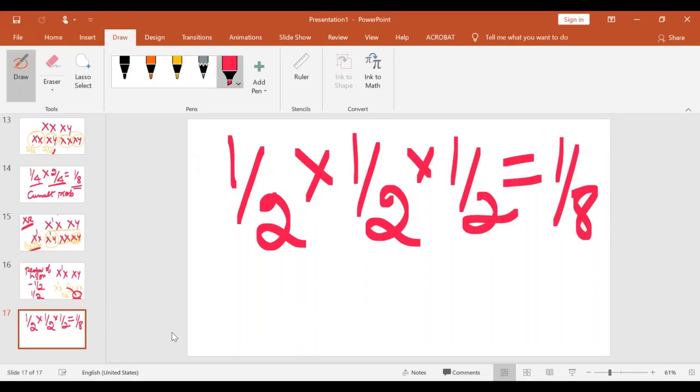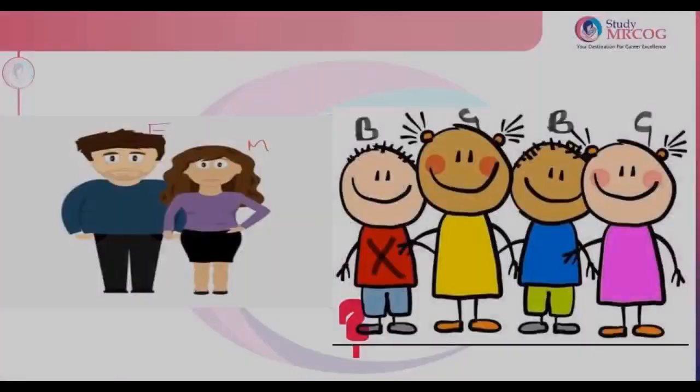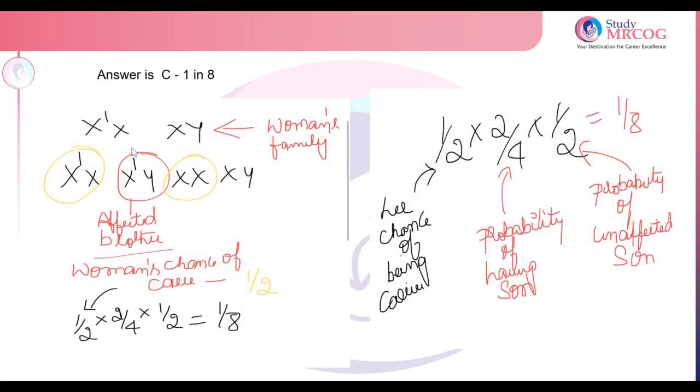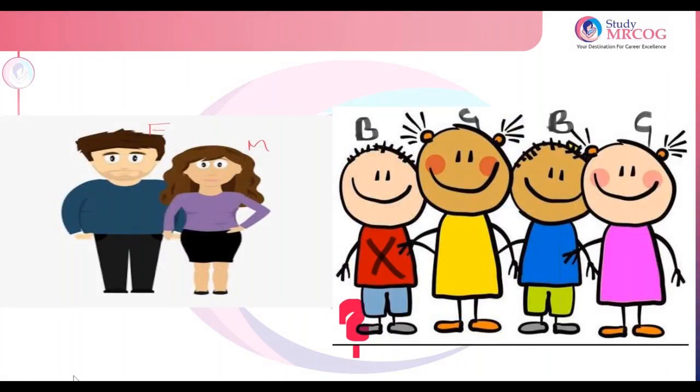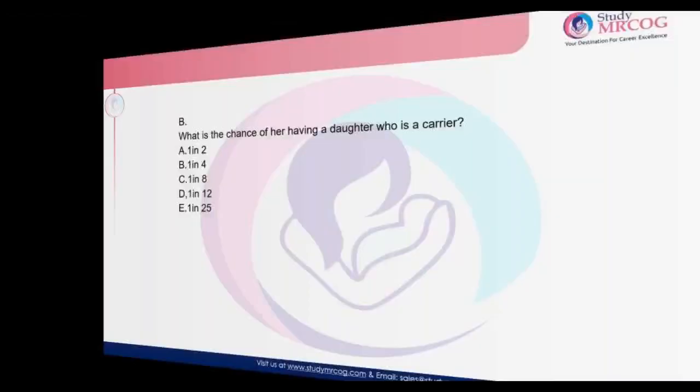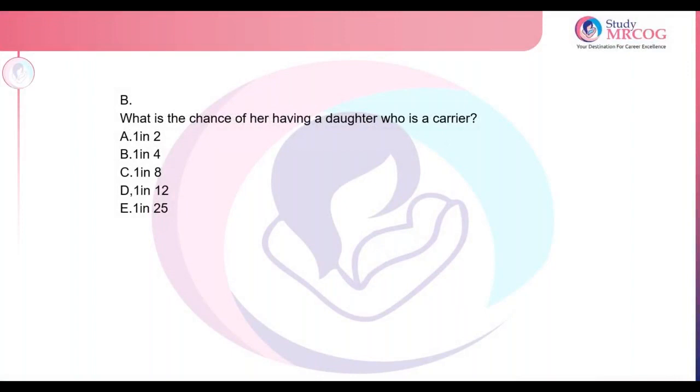Whenever you get a question like this, you should always calculate the cumulative probability. So the answer is 1 in 8. Again, you have to look into the options given. C is the correct answer. So this woman's probability of having a son who is not affected by hemophilia is 1 in 8. Now let's see, what is the chance of her having a daughter who is a carrier?